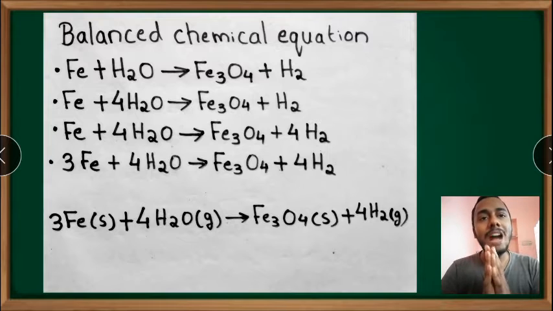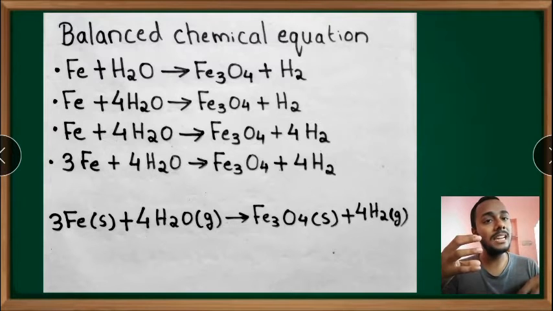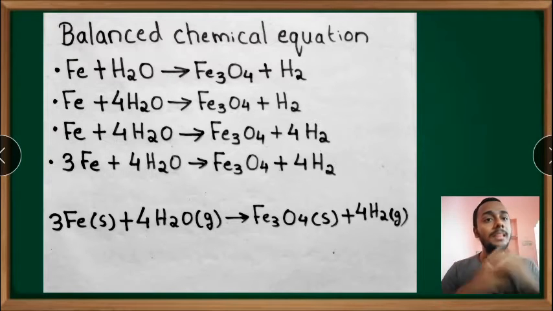Now we will see how to balance a chemical equation. Balancing of a chemical equation basically means making the number of atoms on the reactant side and the number of atoms on the product side equal. Okay, making them equal. That is the balancing of a chemical equation.